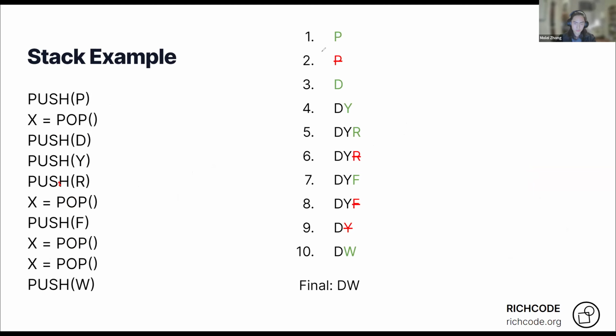So first we have push. We start with an empty stack, and when we push P, we just get one P, right? And then if we pop it, we remove it, and we're left with an empty stack again. Then we can push more items, let's say D, Y, and R.